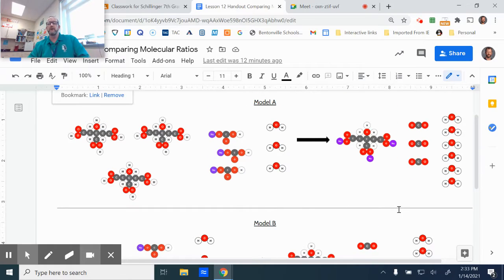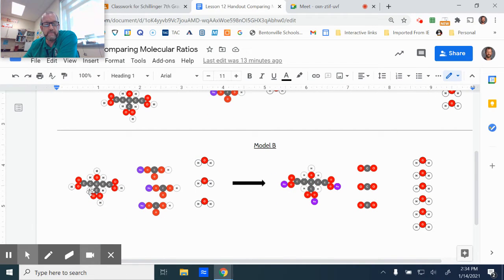Right, of B. So this comes back to the whole law of conservation of mass. If we look at model A and we're going to just look at the carbons alone, we have 1, 2, 3, 4, 5, 6. 6 times 3 is 18, 19, 20, 21. And over here we have 6, 7, 8, 9. So I have way more carbons on the reactant side than I do on the product. They have to equal each other.